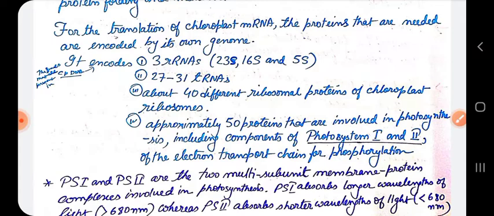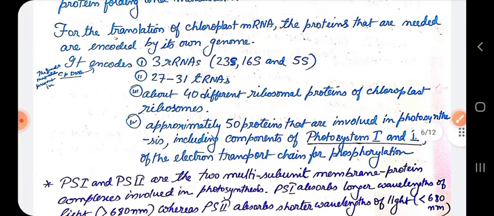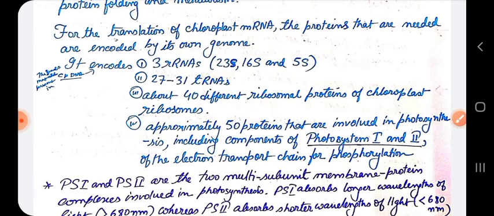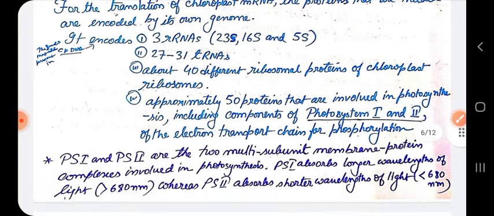It also includes the proteins which are related with photosystem 1 and photosystem 2. Actually, not all the photosystem 1 and photosystem 2 components are encoded here. The proteins which are involved in photosystem 1 and 2 are actually encoded by the chloroplast genes.